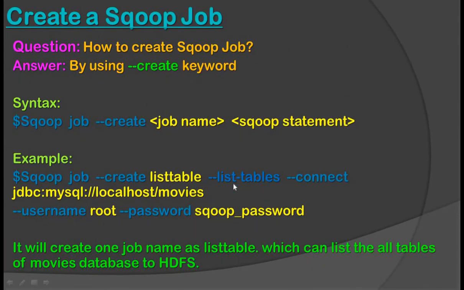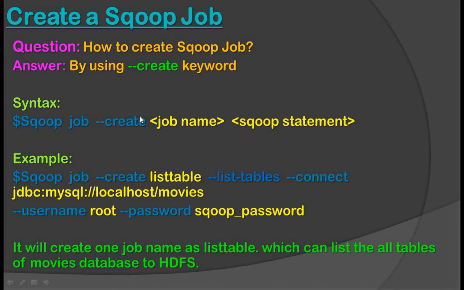So before going to see those 4 things, first we need to create a job. As we have seen in my previous session, how to create a Sqoop job, but we are going to see these things again here. And the question is how to create a Sqoop job. So the answer is by using the double hyphen create keyword. By using the double hyphen create keyword we can create a Sqoop job.